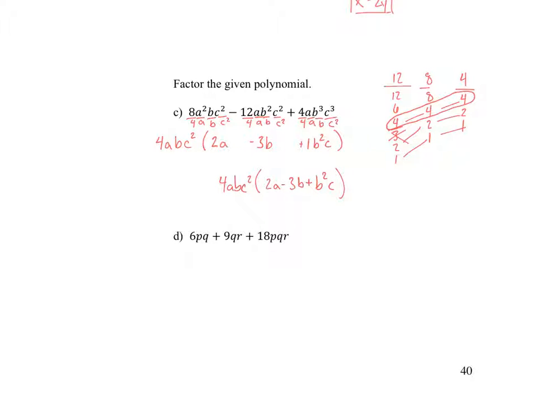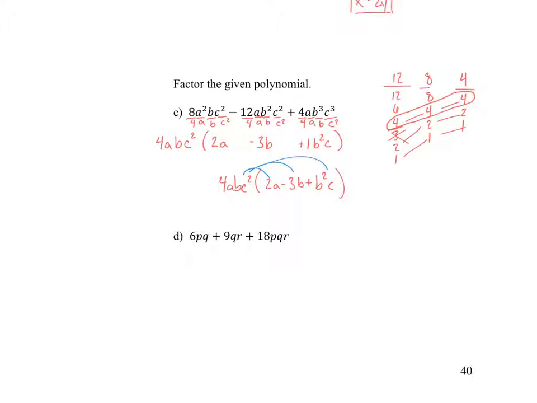So essentially what we just did is we reversed the process of distribution. Normally when we see something like this, we try to distribute and make it look like that. We're factoring, so we're going the other direction and pulling that greatest common factor out.